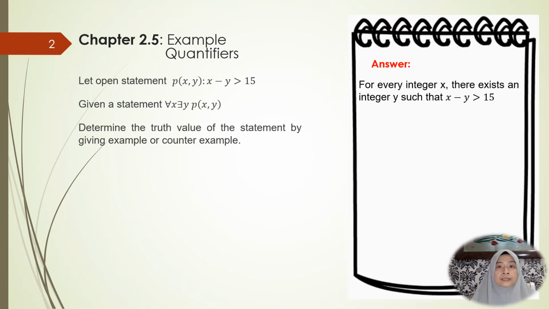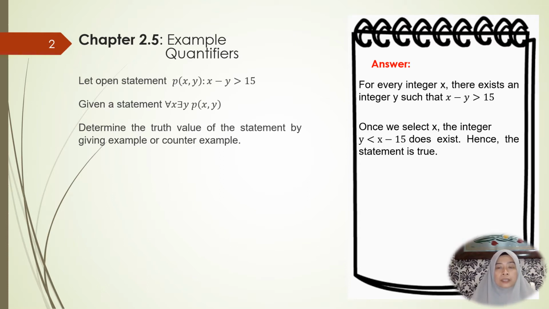So the answer is, first you must be able to read the statement correctly. For this case, the statement reads: for every integer x, there exists an integer y such that x minus y is greater than 15. Once we select x, we need to select what comes first. In this example, x comes first before y, so we have to select x first.